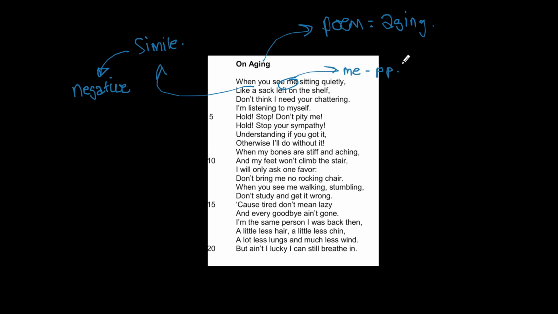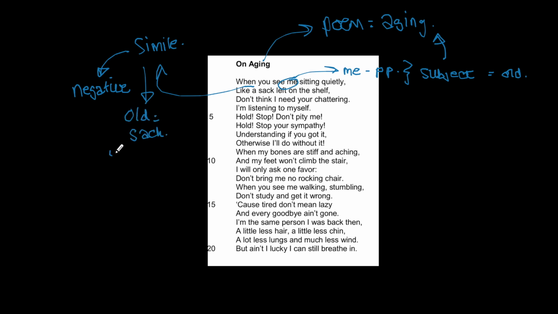And this personal pronoun really highlights that the subject is old. Remember, it's on aging. So the subject is old. When you see me sitting quietly like a sack left on the shelf, I immediately connect this title on aging to the subject herself. It's Maya Angelou, so I'm just going to say her as being old. And so she's comparing being old to being like a sack.